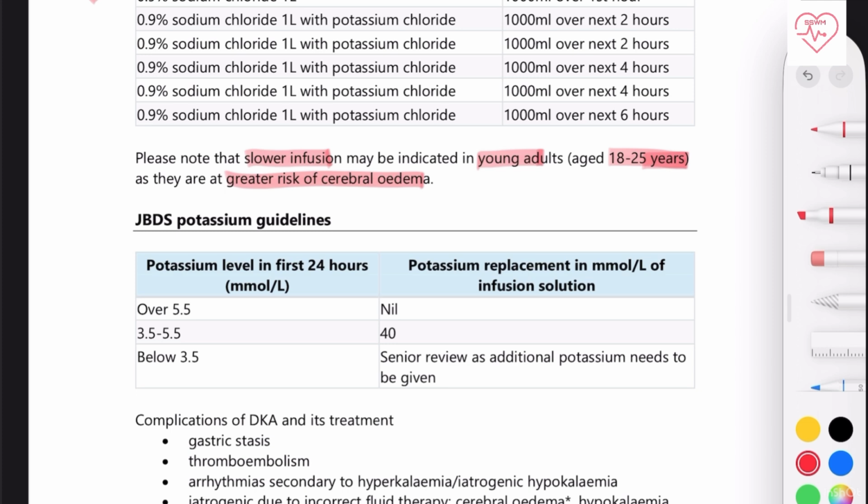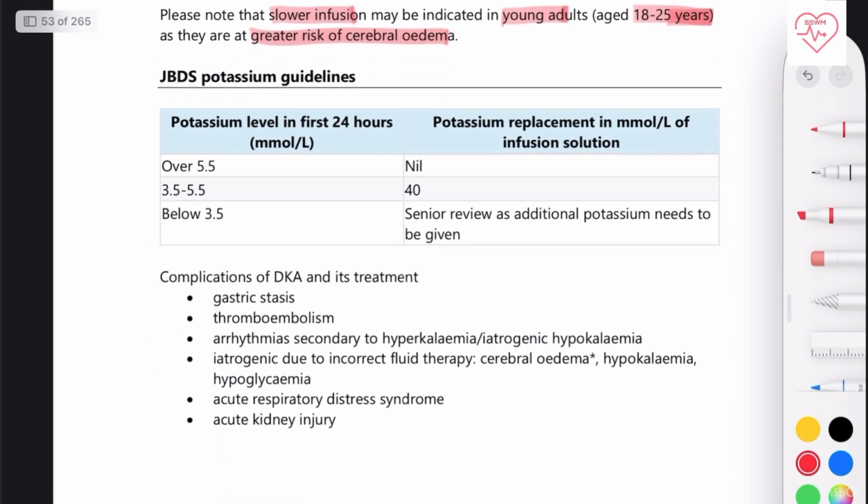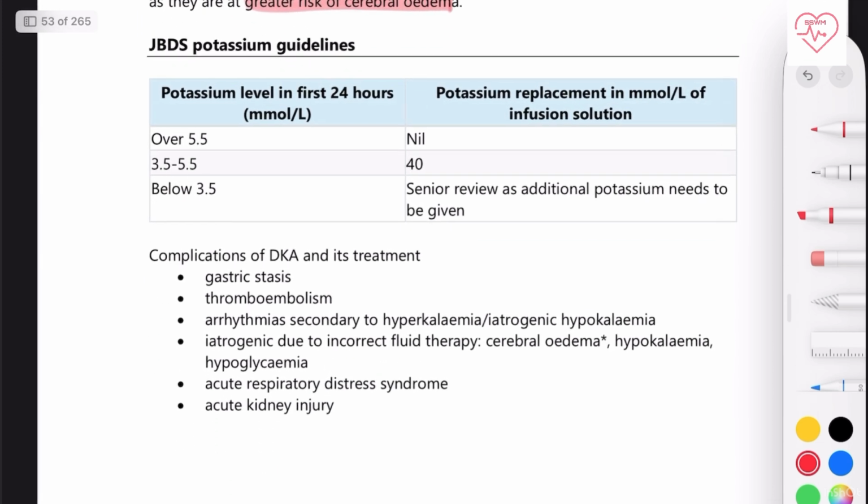Okay, potassium level in the first 24 hours and potassium replacement in millimoles per infusion solution you have to see. Over 5.5, nil. 3.5 to 5.5, 40. Below 3.5, senior review, as additional potassium needs to be given.